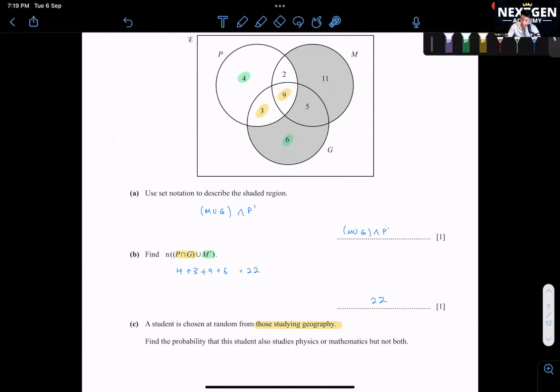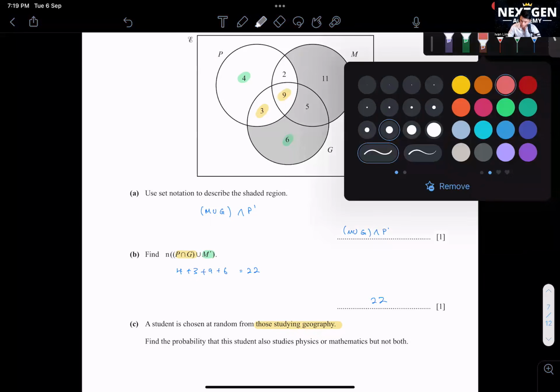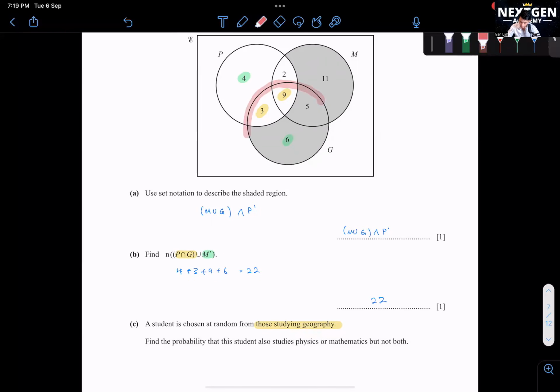This part they always like to ask in the final question. If you see a probability question, the last part, they always give you this kind of question where you find only from geography. Students often take the whole thing, but if they say from geography only, that means we only look over here. You don't look at any other parts.